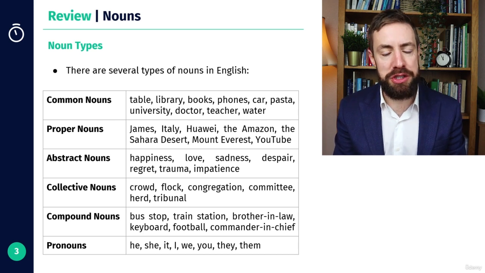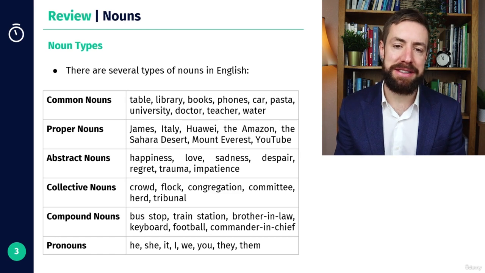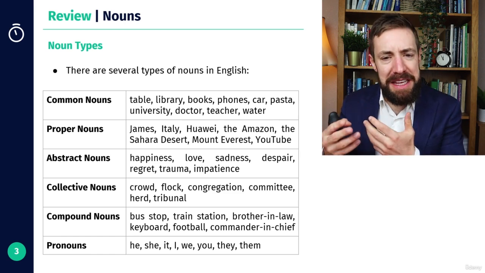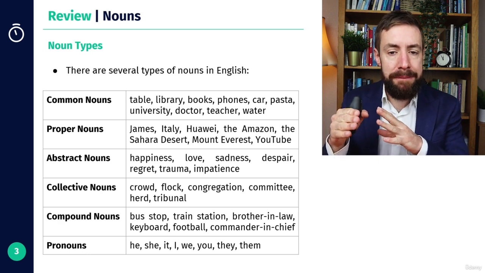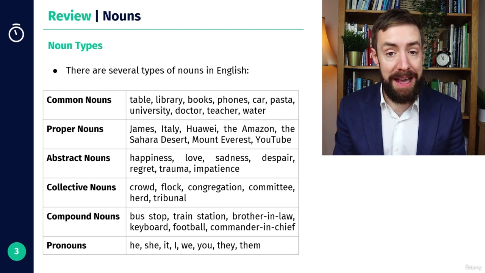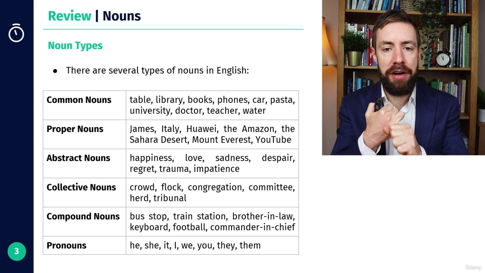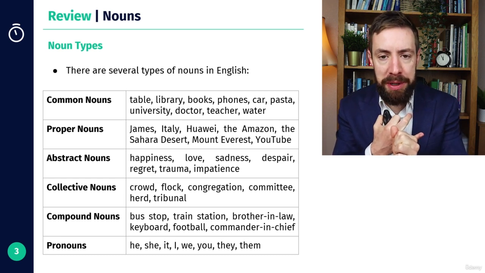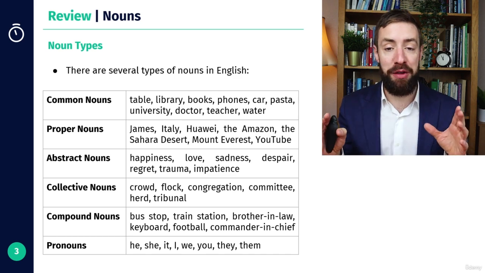Then we have abstract nouns. That's things like happiness, love, sadness, despair, feelings, and things that we can't really touch or see, but we still know that they exist. We call those ones abstract nouns. Then the fourth type is collective nouns, and that's when we have a group of things together. So you could say a crowd of people or a flock of birds. We have congregation, committee, herd, many other ones as well.